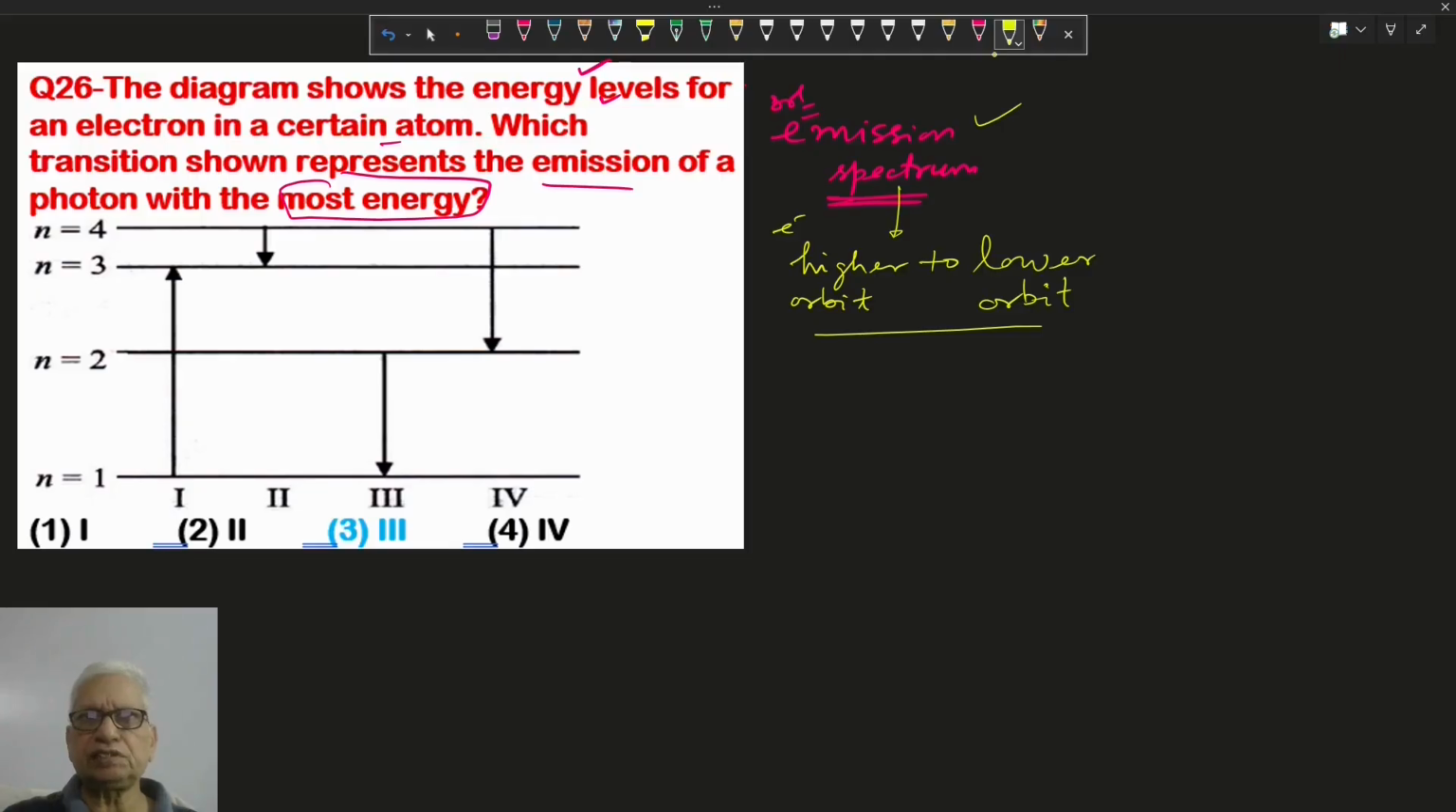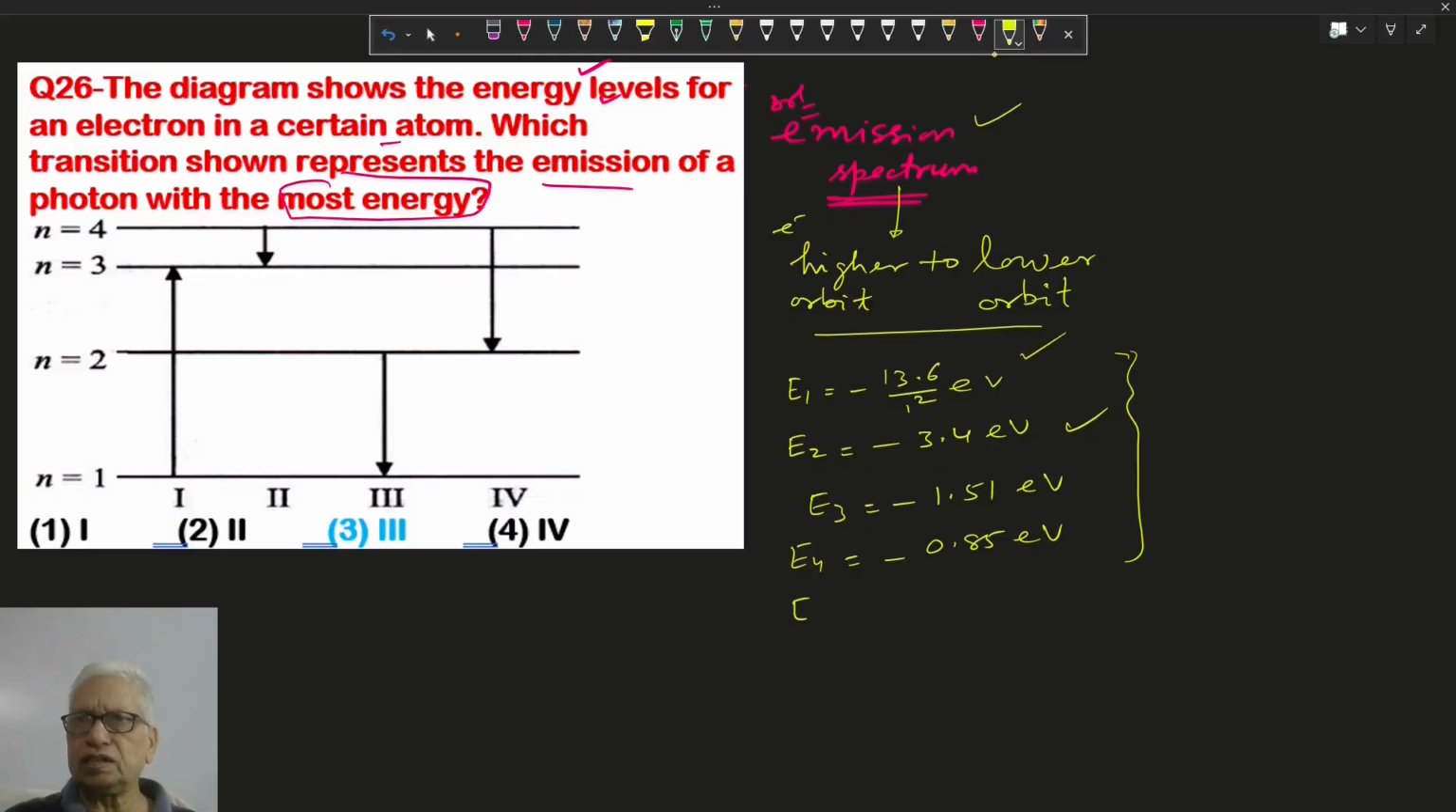And here the first is the lower orbit, n equal to 1, 2, 3, 4. All are emission spectrum. But maximum energy means E1 here. The total energy E1 is minus 13.6 upon 1 electron volt. E2 means here minus 3.4 electron volt, 13.6 divided by 2 squared, 4. E3 will be minus 1.51 electron volt, 13.6 upon 9. E4 will be minus 0.85. We are talking about the hydrogen atom. E5 will be minus 0.54 electron volt.